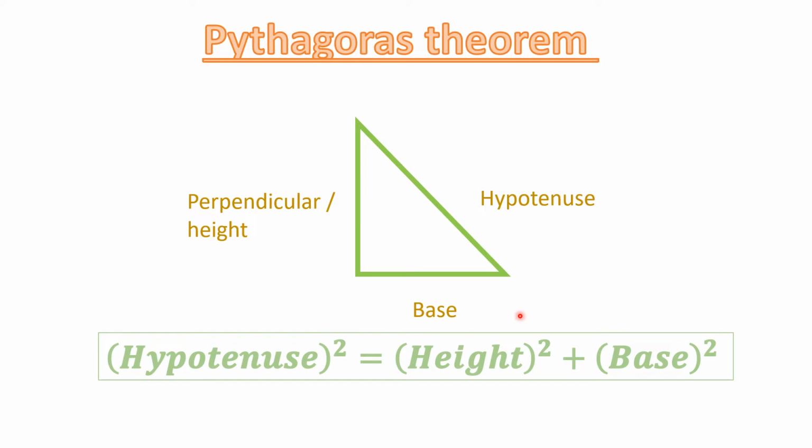Now keeping this in mind, let's see what Pythagoras tells us. Pythagoras theorem tells us that hypotenuse square is equal to height square plus base square. That means this hypotenuse, this side square, is equal to this side square plus this side square, okay? That is what the Pythagoras theorem tells us: hypotenuse square is equal to height square plus base square, right?